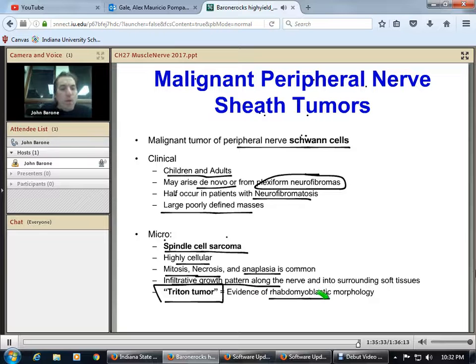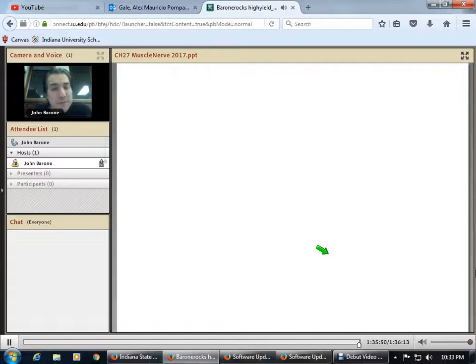Yeah, we now call it a Triton tumor. Triton tumor is a malignant peripheral nerve tumor that has evidence of muscle differentiation. So I just think that's cool. Triton tumor is when you start seeing this muscle differentiation. Again, for step exams, I didn't make it red because I never heard them ask it. But it's kind of cool to know. Malignant tumors of the peripheral nerves can sometimes have evidence of muscle differentiation.